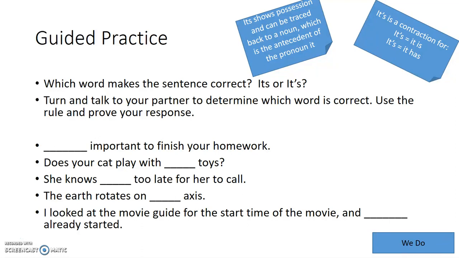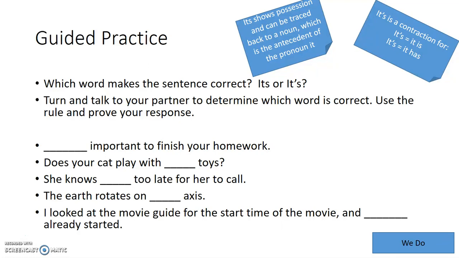So, blank, important to finish your homework. Which its would you use? Turn and talk. All right, let me have you back in 3, 2, 1. Which one did you choose? Yes, you got it. It's with an apostrophe. How do we know? What's our proof? Because we can expand that and say, it is important to finish your homework.